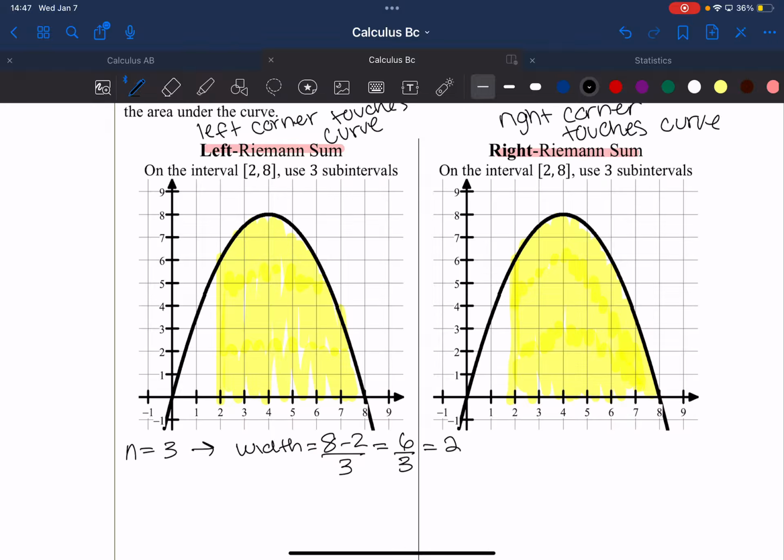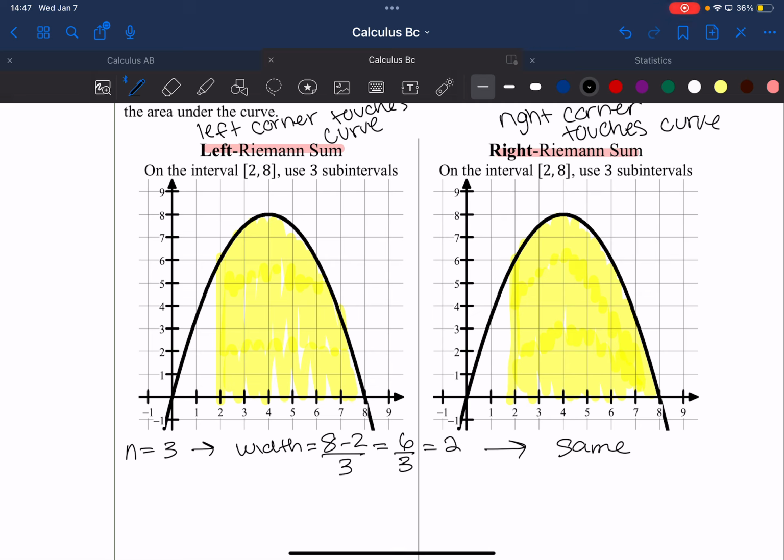And since the right Riemann sum is using the same interval, we don't have to rewrite that. We can just say it's going to be the same as the left Riemann sum. N equals 3, width equals 2. That means we're going to have 3 rectangles with a width of 2.